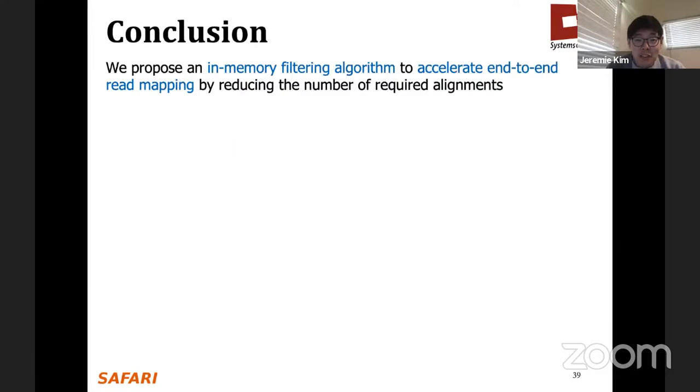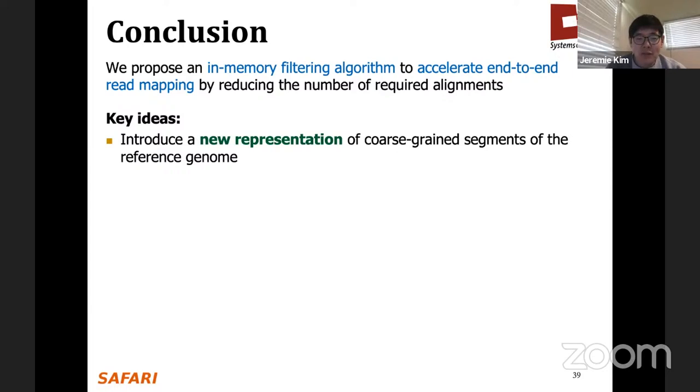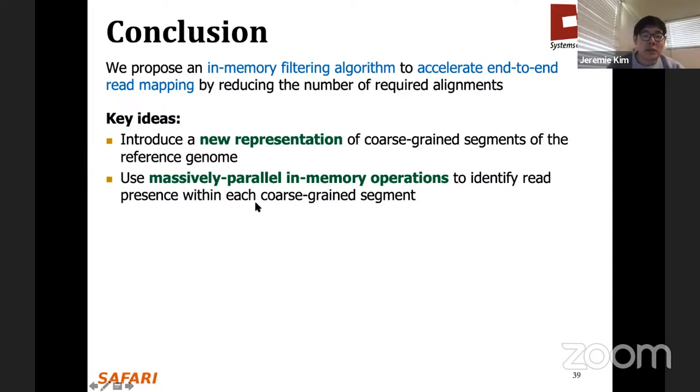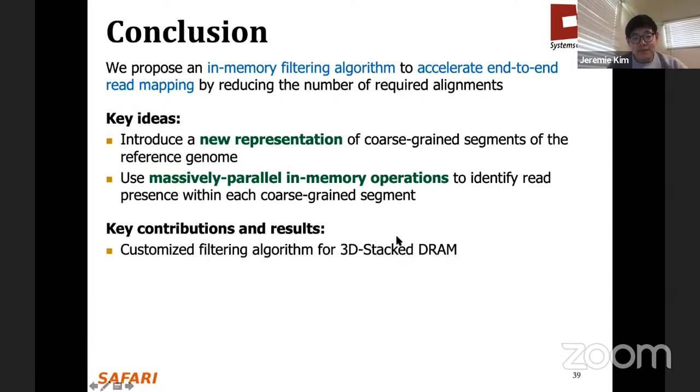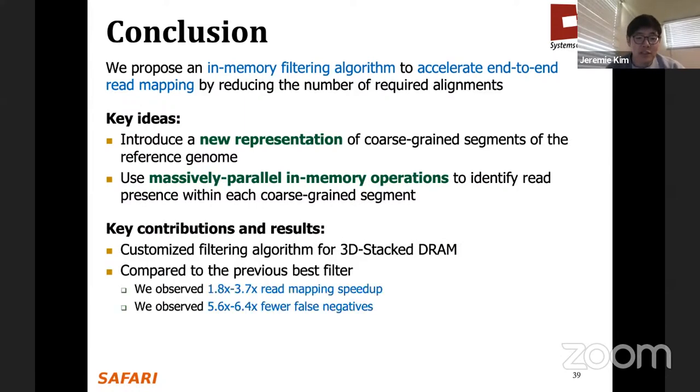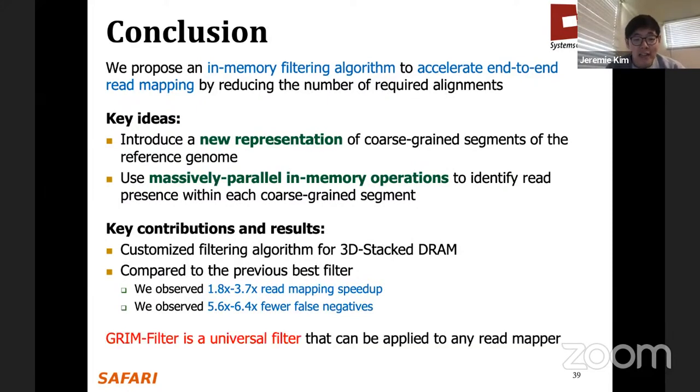And in conclusion, we propose an in-memory filtering algorithm to accelerate end-to-end read mapping by reducing the number of required alignments. The key idea is that we introduce a new representation of coarse-grained segments of the reference genome, and we use massively parallel in-memory operations to identify read presence within each coarse-grained segment. Our key contributions and results are that we have a customized filtering algorithm for 3D stacked DRAM. And compared to the previous best filter, we observe up to 3.7x read mapping speedup, and we have up to 6.4x fewer false negatives. And GRIM-Filter is a universal filter that can be applied to any read mapper.